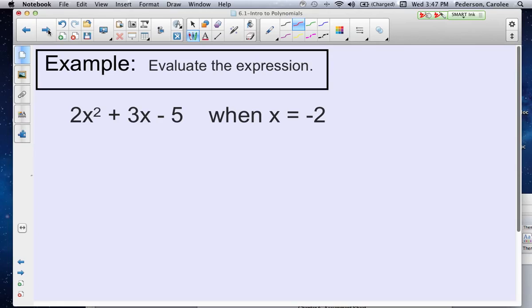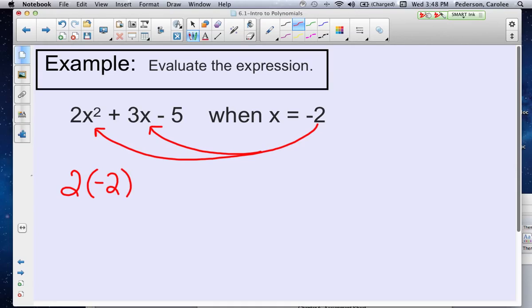So what that means is we substitute negative 2 in for x. So we have an x here and an x here. I highly recommend you throw parentheses in when you evaluate. So we're set to substitute in. So 2, now I'm going to remove the x and replace it with negative 2. Then plus 3, remove the x and replace it with negative 2.